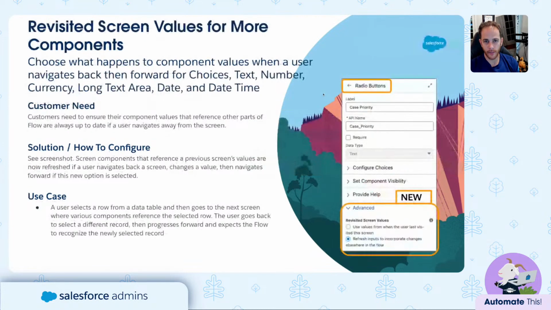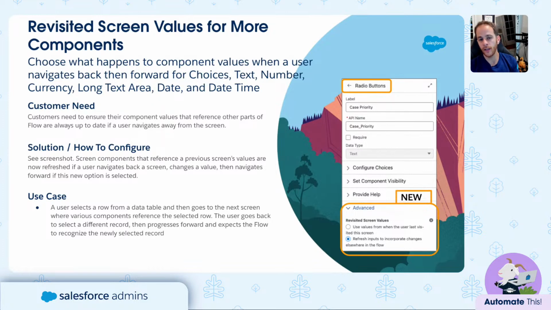And not only am I going to talk about some reactivity things coming, but I'm also going to cover two really nice quality of life improvements. One is we've added the revisited screen value setting for all of our components. Before, it was restricted to just certain components. Now you can take advantage of it for things like choices, text, number, currency, long text area, date, and date time. The classic scenario here was, what happens if you have a data table row in your first screen, and on your next screen you reference your selected row from the last screen, and then you go back, you change it, and you go forward.